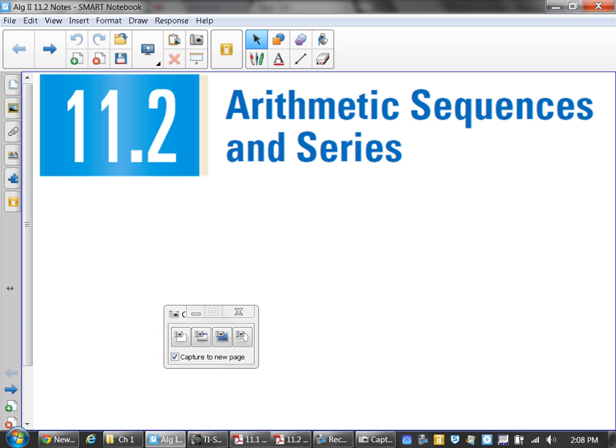Every single one of these problems is always going to fall back to this generic rule. So, arithmetic sequences, arithmetic series. We're probably only going to work with sequences today because we haven't gotten any further than that so far, so I doubt we'll do series in this class.